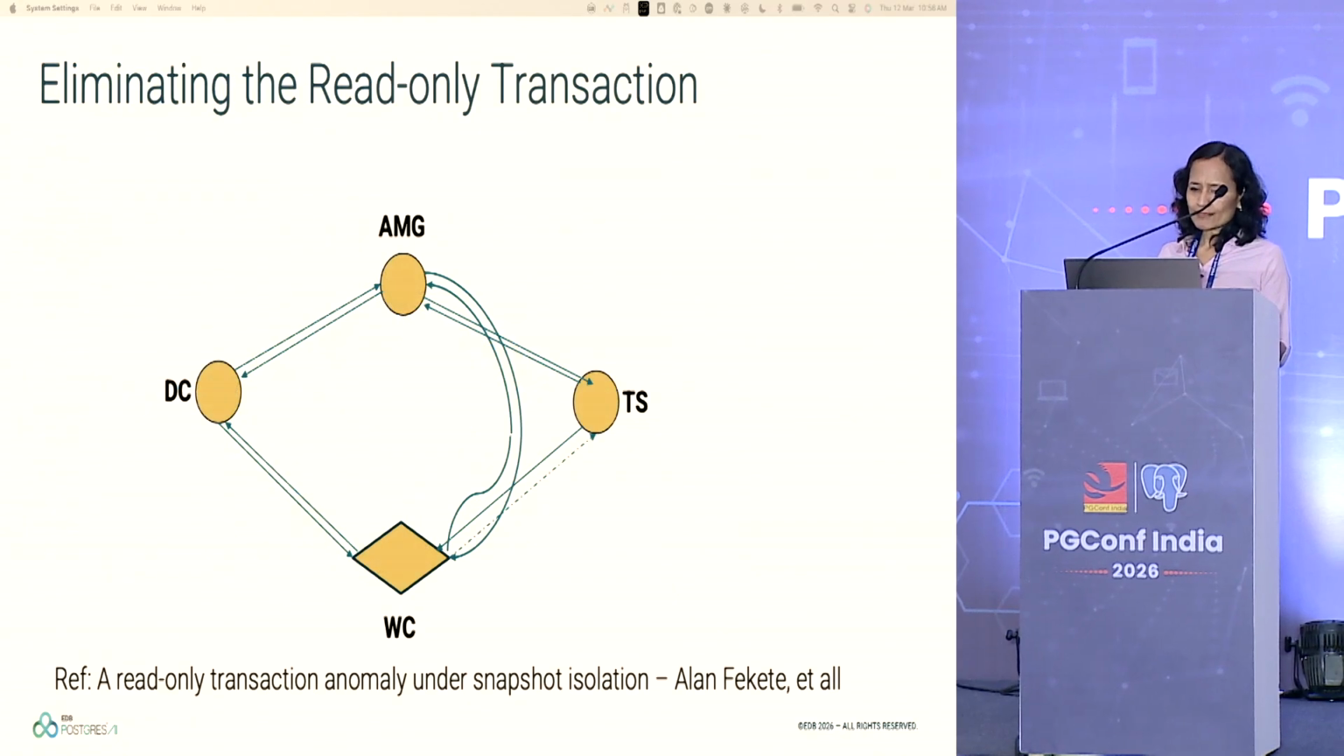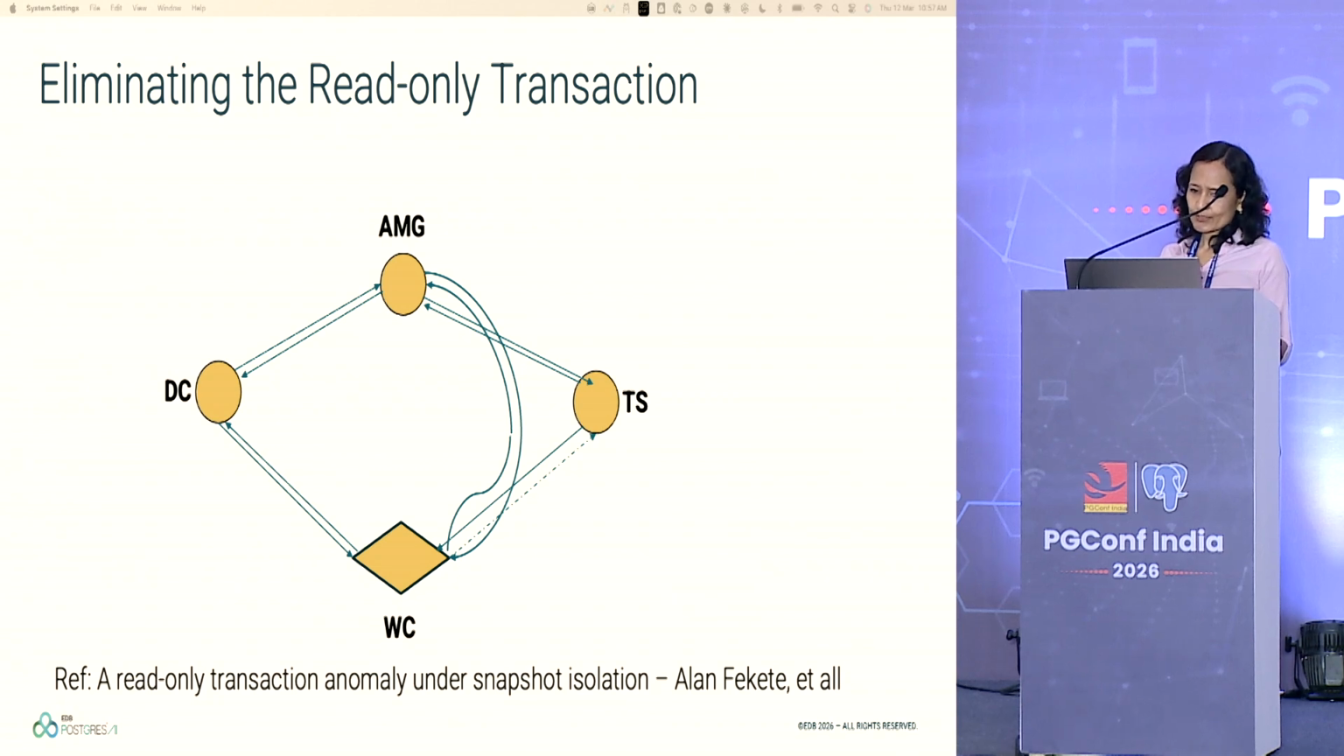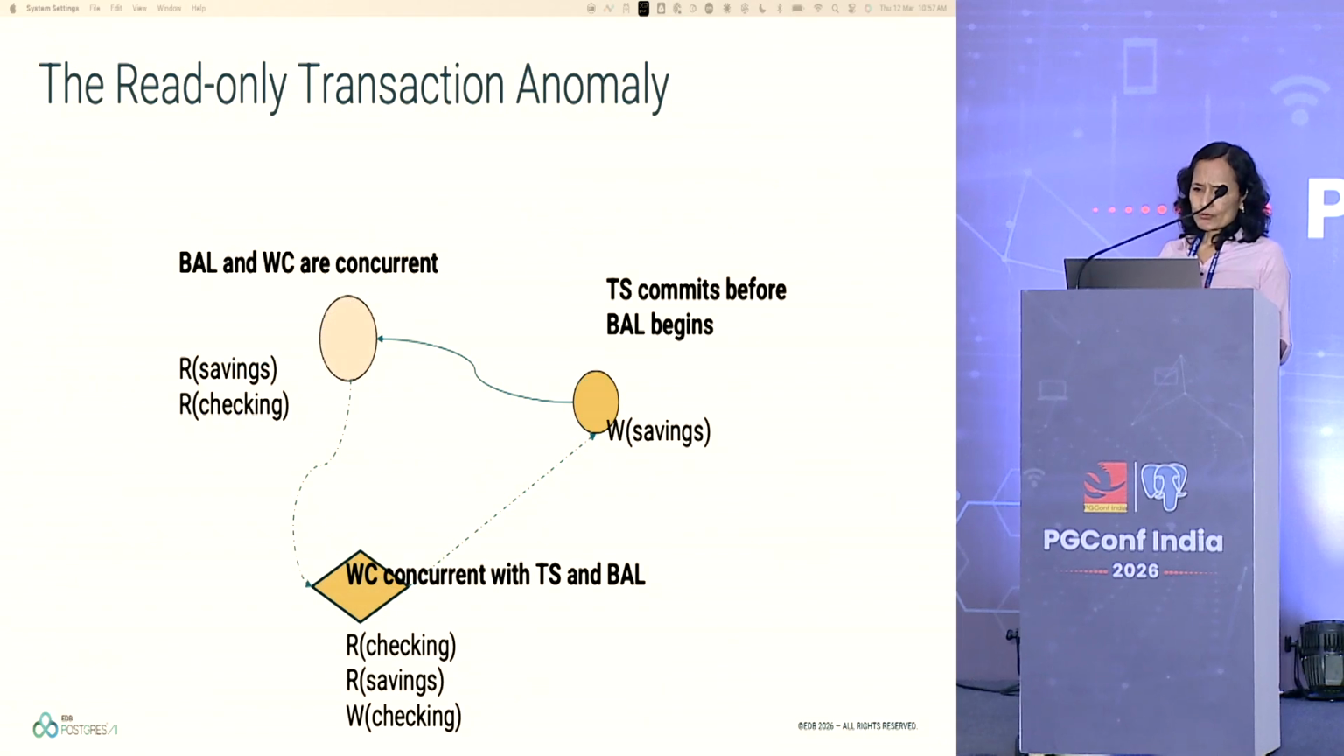That was the topic of a paper written by Alan Fekete as part of this research, that a read-only transaction can cause an anomaly under snapshot isolation. We'll look more at what this cycle is. If you take this out, this workload is completely serializable under SI. So what is the anomaly here? What is the cycle here?